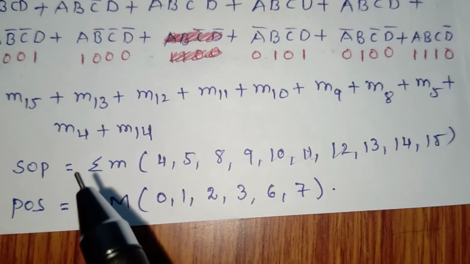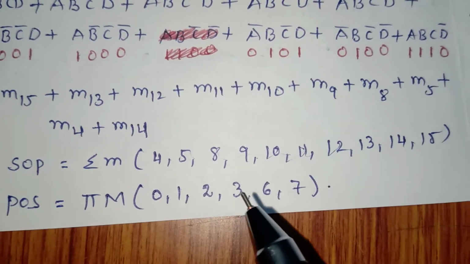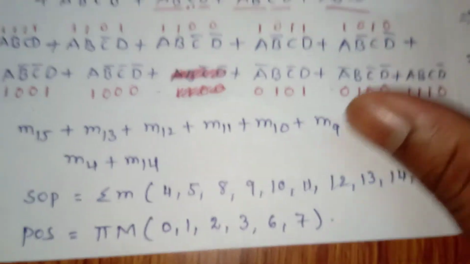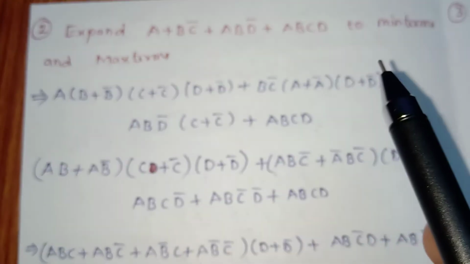Then we know that the missing terms in the SOP are the product of sums. Then pi M of 0, 1, 2, 3, 6, 7. Okay, in this manner you have to convert the given Boolean expression into minterms and maxterms. Now take one more example.